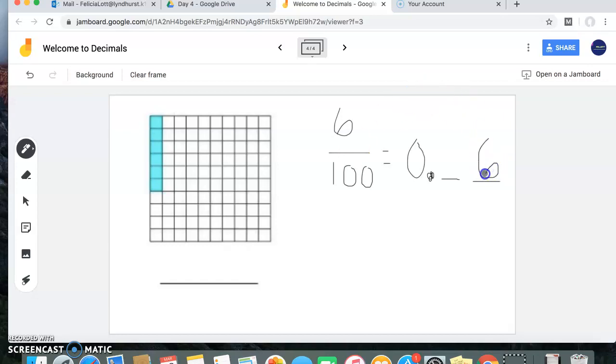But the problem is I cannot leave my answer like this. I can't leave the tenths place empty. So to fill that gap, I'm going to just write a 0 in my tenths place because I don't have a value in my tenths place. I only have a value in my hundredths place. So you still need to represent that when you are writing your answer.